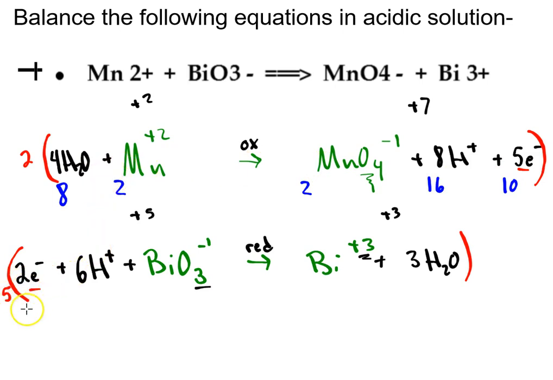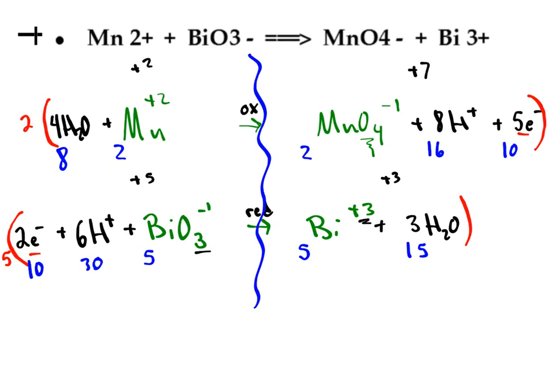Then 5 times 2 is 10 electrons. 5 times 6 is 30 H plus. Uh-oh, don't do this to me. 5 times 1 is 5. 5 times 1 is 5. 5 times 3 is 15. You okay with that? Now I just total these up, but I'm going to cancel some things out first.